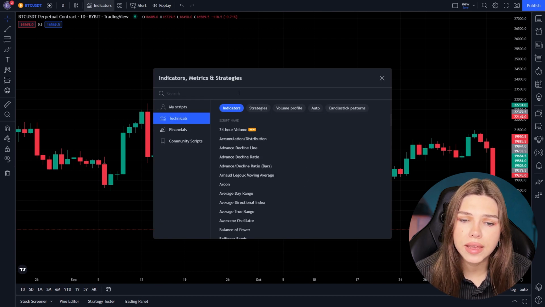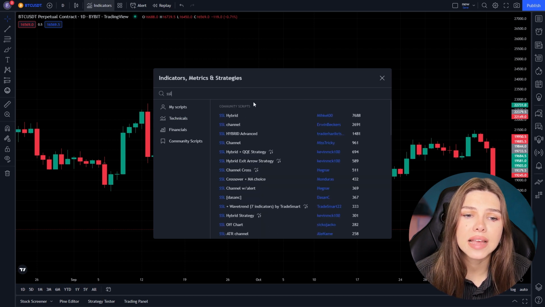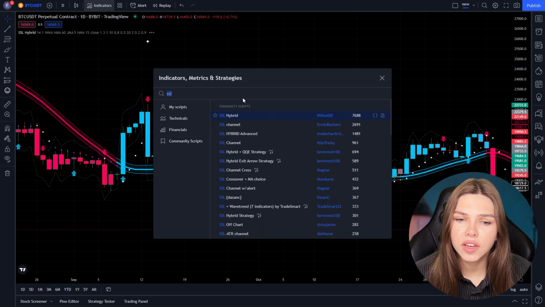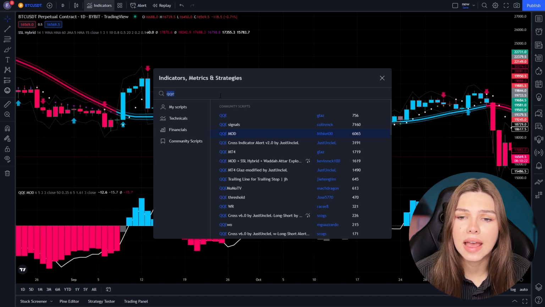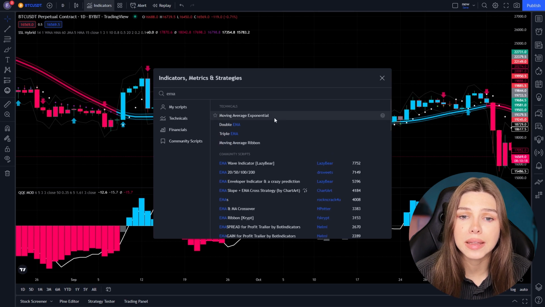So we're going to open the indicators tab and we're going to add an indicator called the SSL hybrid. This one right here by Michael00, we're going to add that. And the next indicator we're going to add is called the QE mod. I'm going to go ahead and add that, and then lastly we're going to add the moving average exponential.